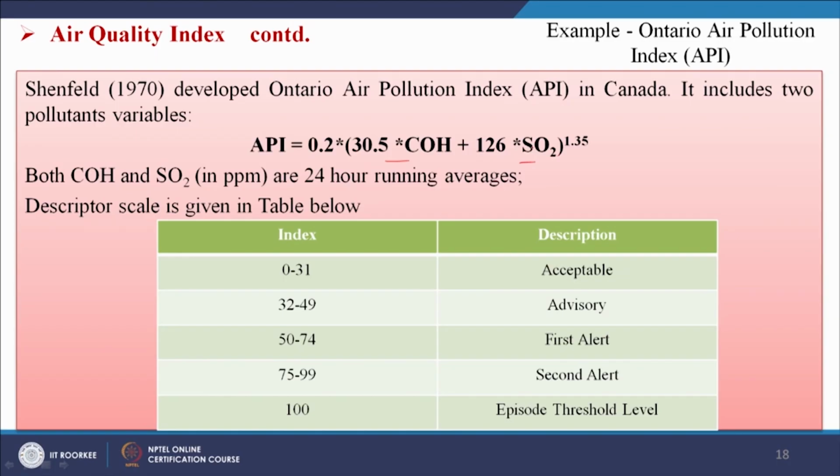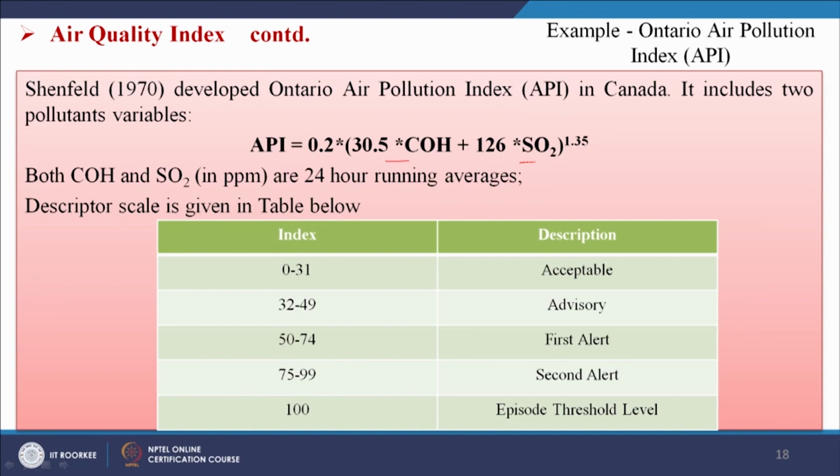So here we can see API is equal to this one. So, this 30.5 times COH can be the first index, and 126 times SO2 can be the second index for SO2. So, the API can be calculated by using this formula. Again it is a function of your I1 and I2.